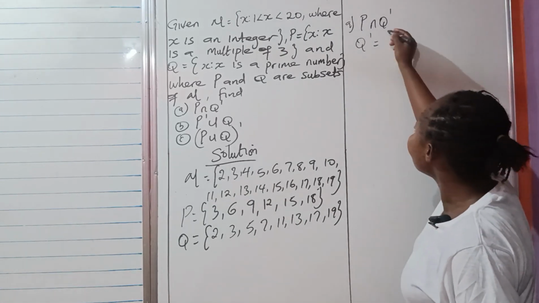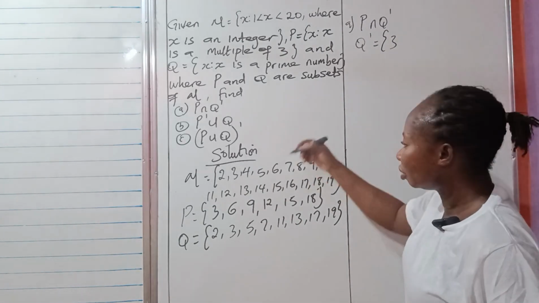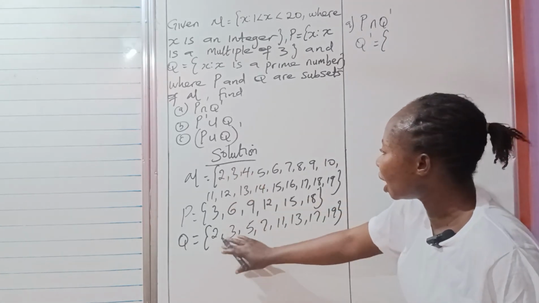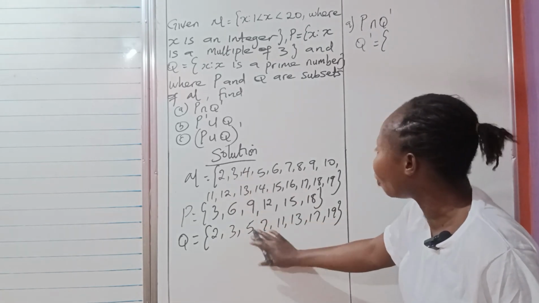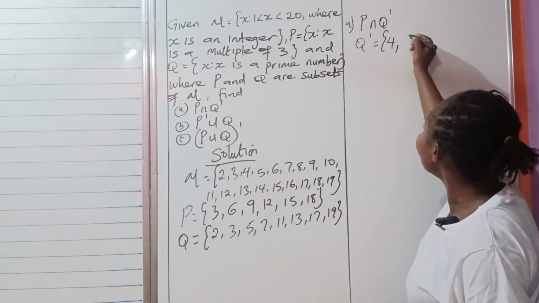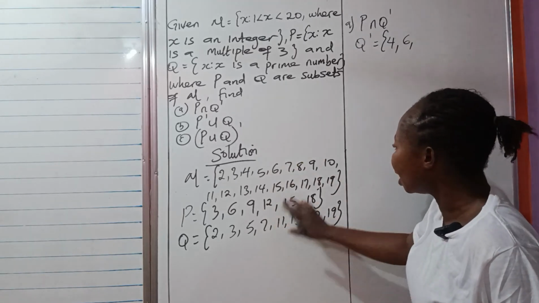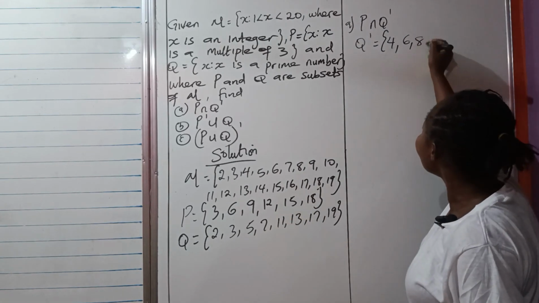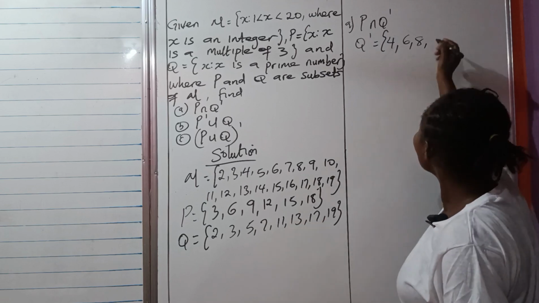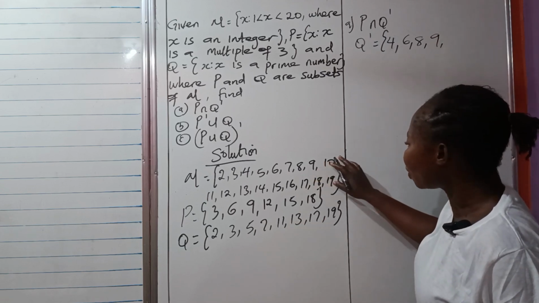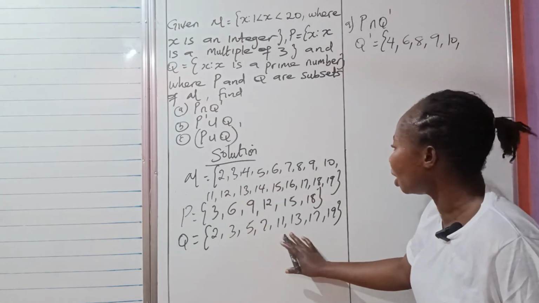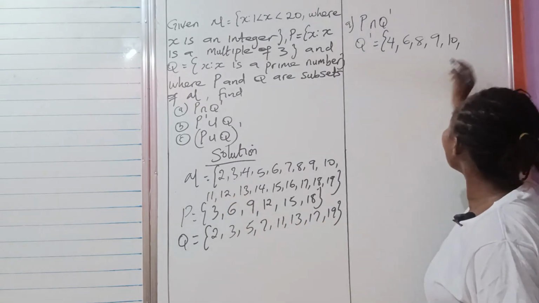So the first number is 3. Okay, we have 3 here, so 3 is not included. 2 is here, 2 is here, 3 is here, 3 is here, 4 is here, but 4 is not in q. The first number is 4. We have 5 here, 5 is here. 6 is here, 6 is not in q, so we have 6. 7 is here, 7 is here. 8 is here, 8 is not in q. The next number is 8. 9 is here, 9 is not in q, so we have 9. Then 10 is not in q, we have 10. There is 11 here, 11 is in q. We have 12 here, 12 is not in q.